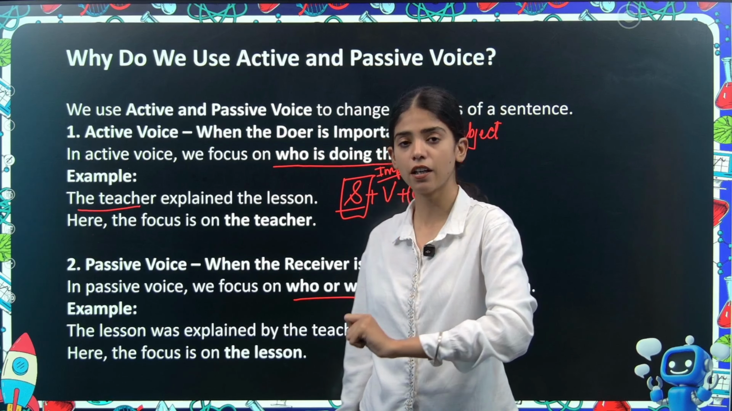And if we talk about the helping verb, you have to learn rules for that, which we'll be discussing further. Okay, so here the focus is on the lesson. So is it clear that active voice focuses on the doer or subject and the passive voice focuses on the receiver of the action or object.